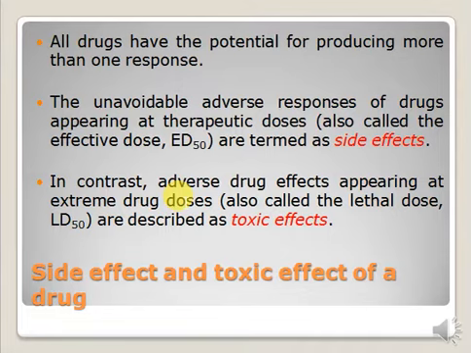For example, you have been recommended 3 doses of a drug by your physician, but instead of taking 3 doses, you take 6 doses, right? So you are taking the drug in very much excess, at extreme drug doses. So this is called the lethal dose, right? Those effects which appear at extremely high doses are known as the toxic effects, right? That's the difference. So side effects are unavoidable.